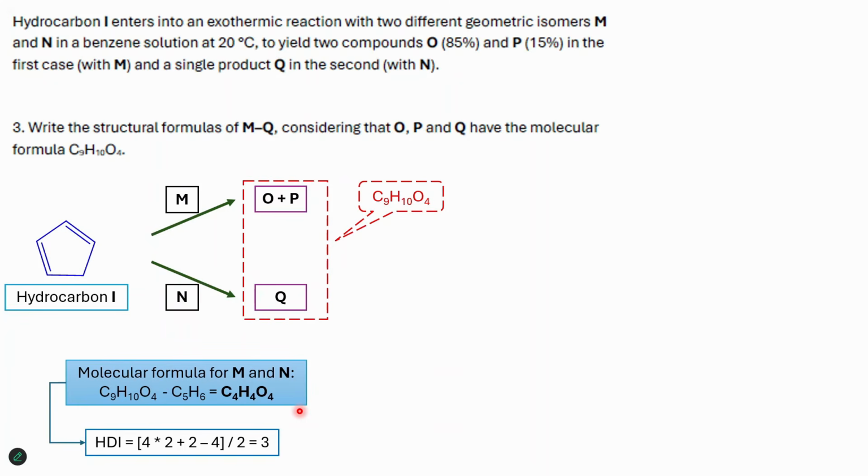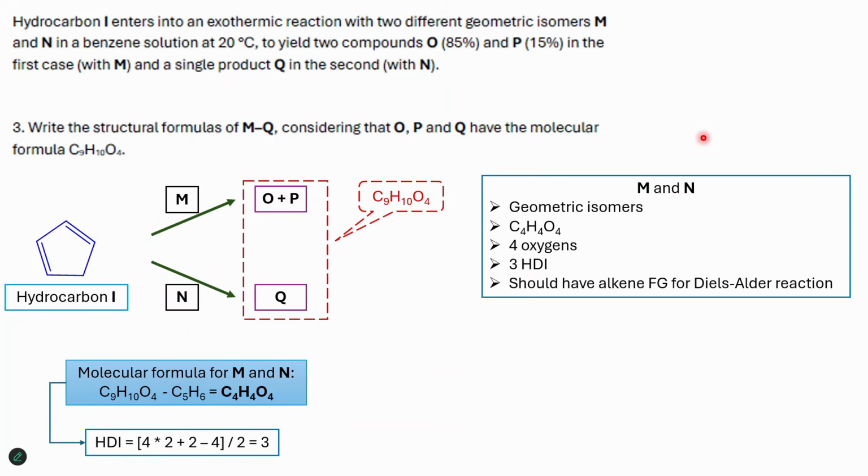So let's just put everything together. What we know about M and N: they are geometric isomers. They both have this molecular formula, with 4 oxygens and 3 HDI, and they should have an alkene functional group for the Diels-Alder reaction. It's going to be really easy to construct the structure for this molecule because we only have 4 carbon atoms. If you have more carbon atoms, it's going to be really difficult, right? But we only have 4, and we already know that 2 of them should be like this because we need an alkene functional group in order to react with this diene.